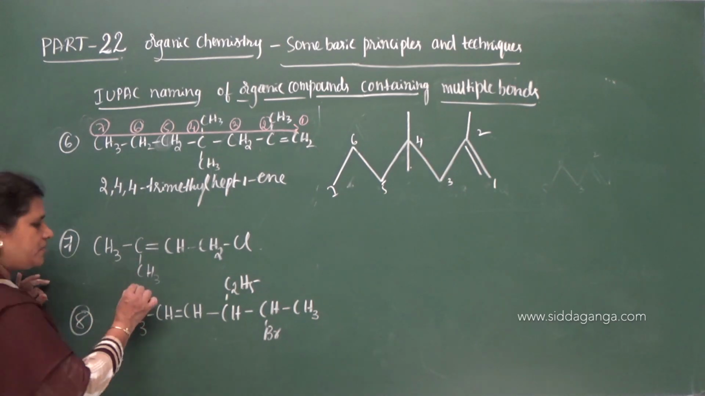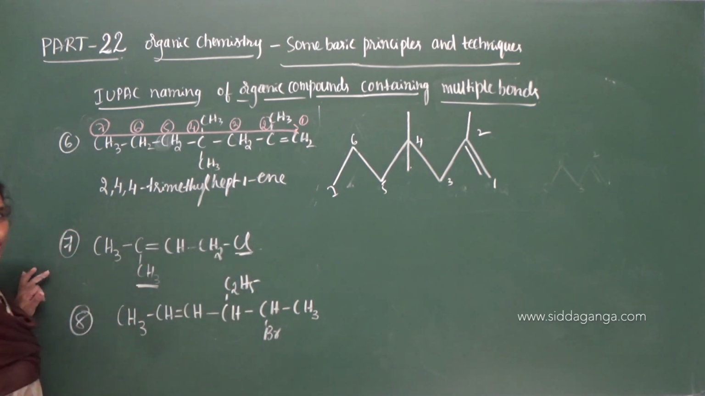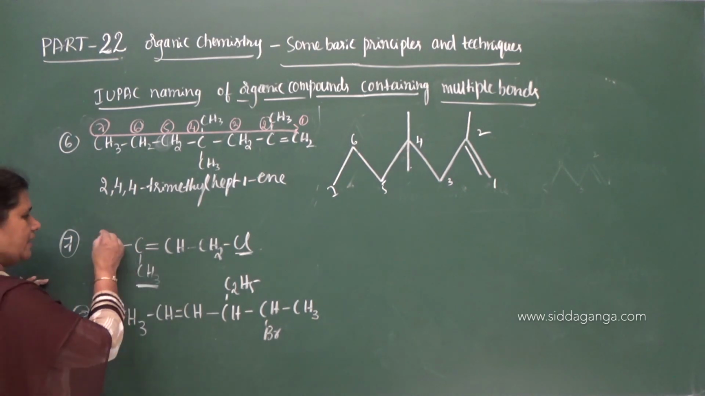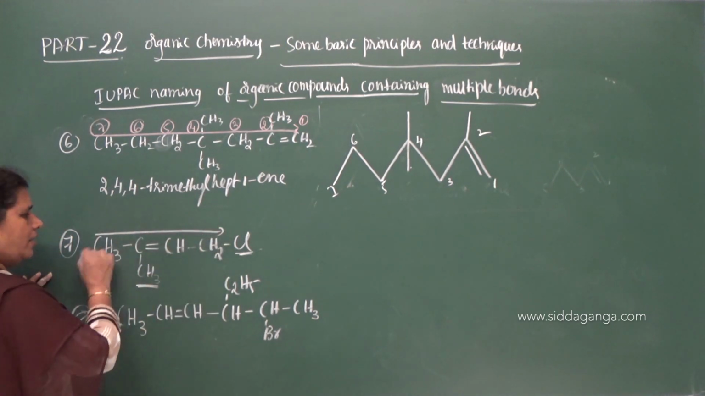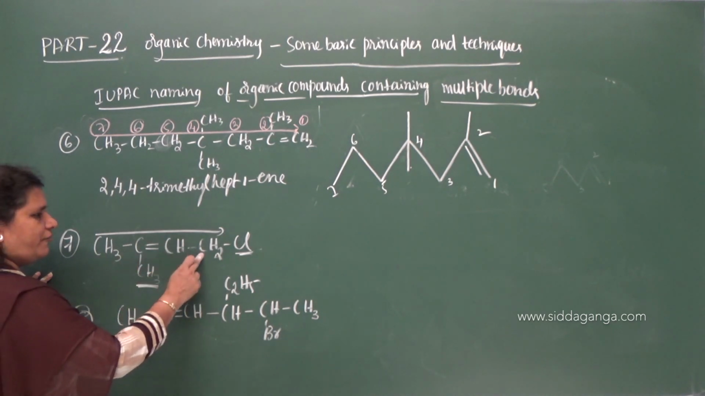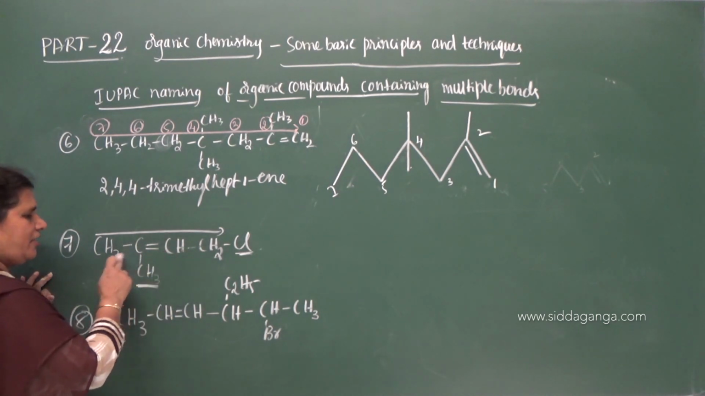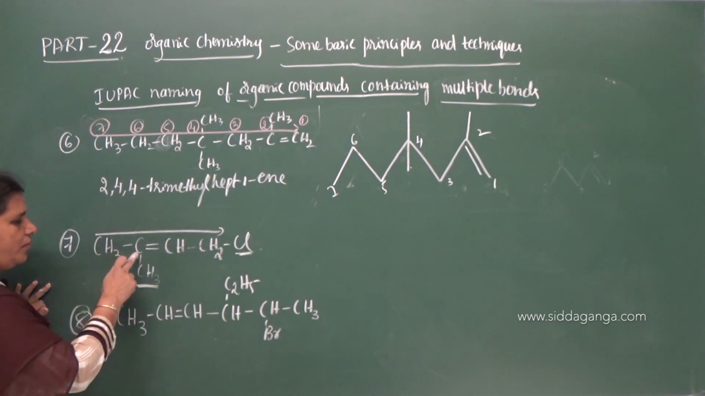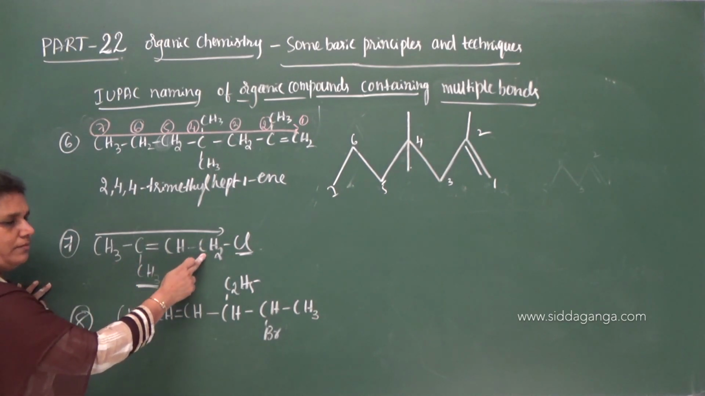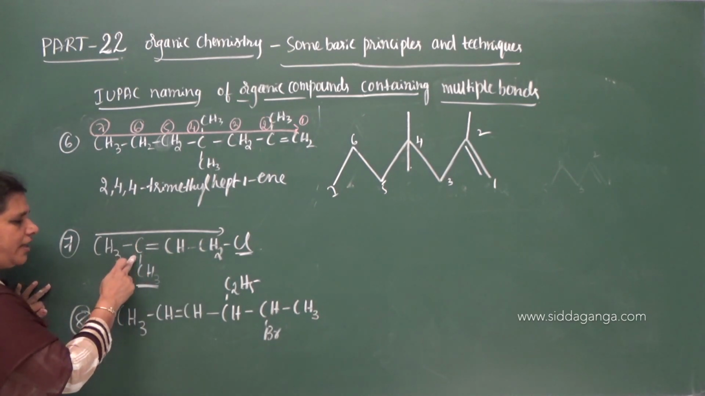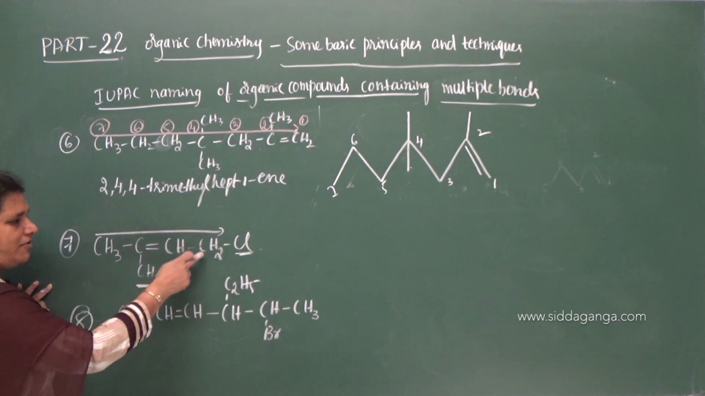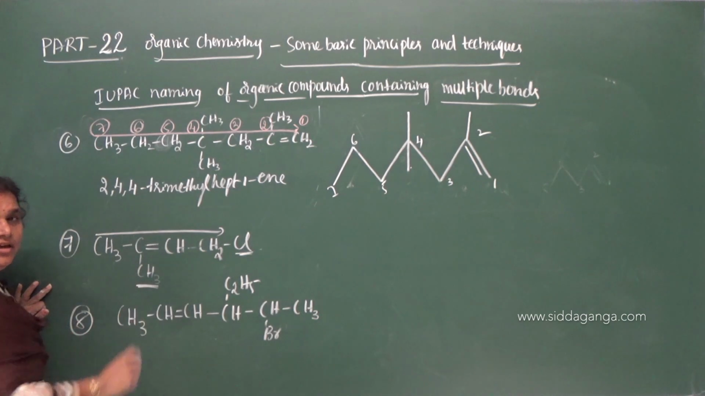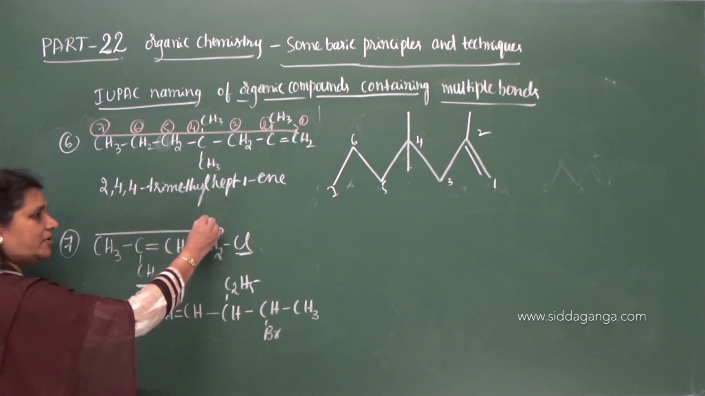Select the chain. There are 2 substituents, one is methyl, another is chloro. So select the chain. This is the selected chain, and 1 2 3 4. See here, if you give the number from left to right, 1 2 3 4, you'll get the double bond on the second carbon, and also the methyl group. 2 comma 4 6, and here 1 2 3, 1 comma 3 4, so you have to give the number from this end.